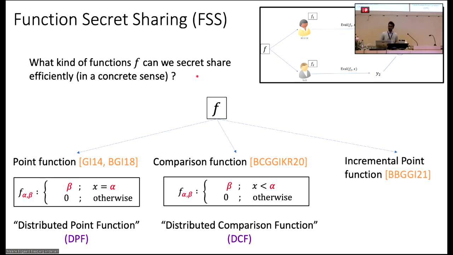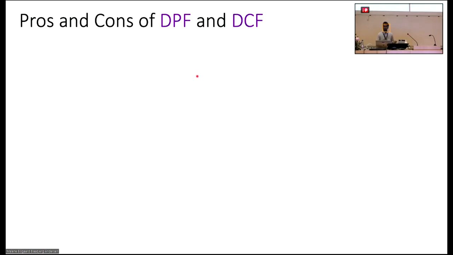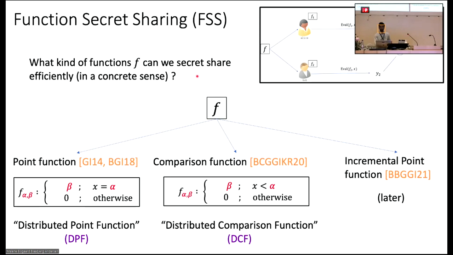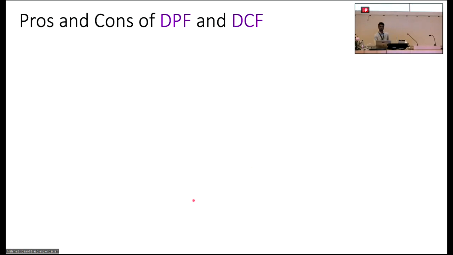Recently, we also have FSS schemes for incremental point functions, but we'll talk about this later. So this is known in prior works. What are the pros and cons of DPF and DCF? For now, I want you to focus on these two parts, DPF and DCF. So what are the pros and cons?